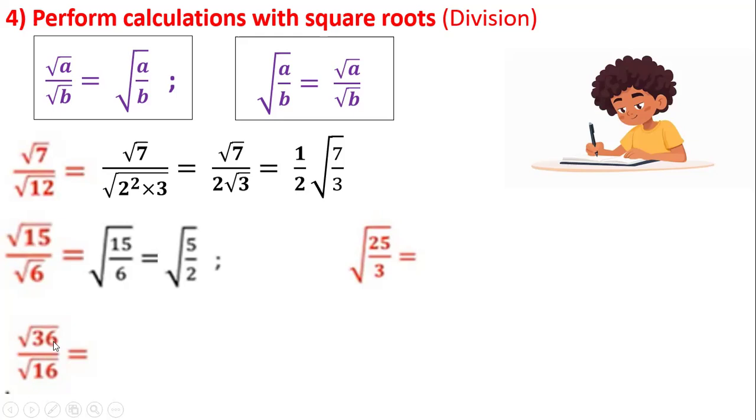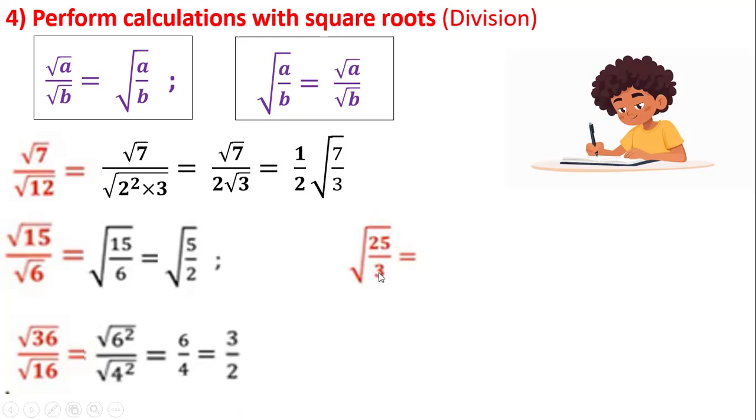Now radical 36 over radical 16. 36 can be written as a perfect square and 16 can be written as a perfect square. So radical 36 is written as radical 6 squared, radical 16 can be written as radical 4 squared. Now radical 6 squared comes out as 6 and radical 4 squared comes out as 4. Our fraction should be simplified or irreducible. 6 and 4 we can reduce by 2. 6 divided by 2 is 3 and 4 divided by 2 is 2.